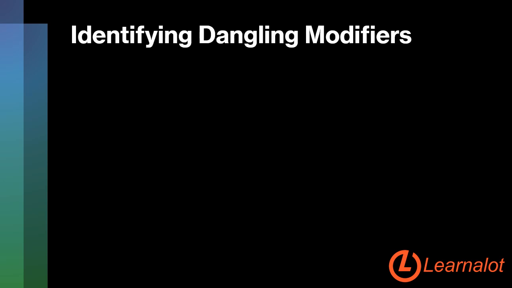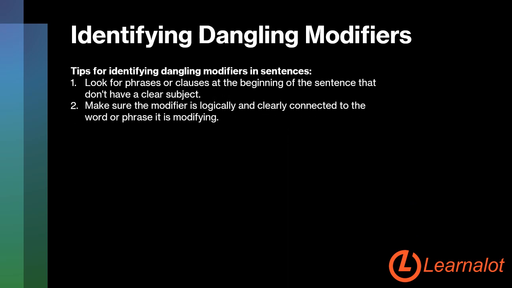Now that we know what a dangling modifier is, let's talk about how to identify them. One way to identify a dangling modifier is to look for phrases or clauses at the beginning of the sentence that don't have a clear subject. Another way is to make sure the modifier is logically and clearly connected to the word or phrase it is modifying.